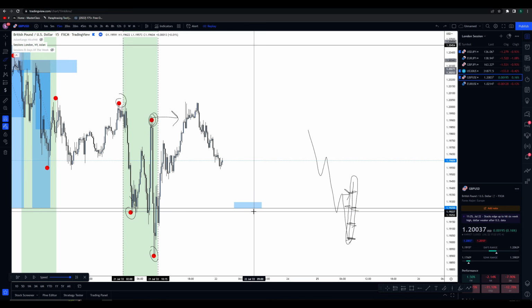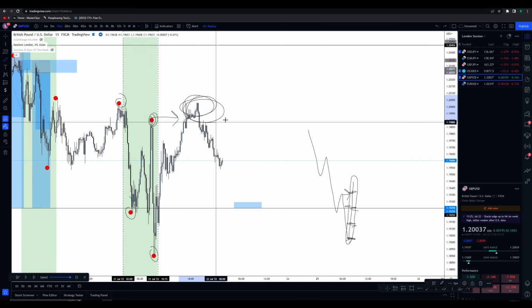Now, this is done out of you just being impatient. That's a short answer. We got to be realistic. You have to be patient. First of all, this is not done during London, so you're not even supposed to be trading at the time.